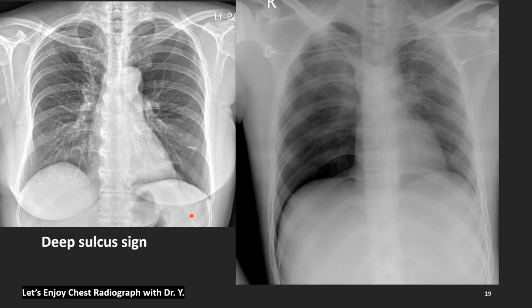Have you ever heard of the deep sulcus sign? This means the sulcus is deeper than before. This is an erect film pneumothorax. This is a supine film pneumothorax. Let's look at this left side lower portion. The CP angle is more prominent than the right side, without pulmonary vessels.